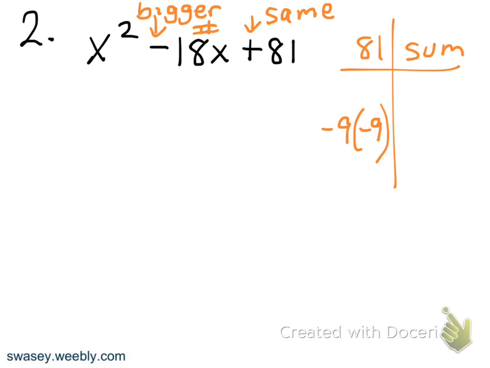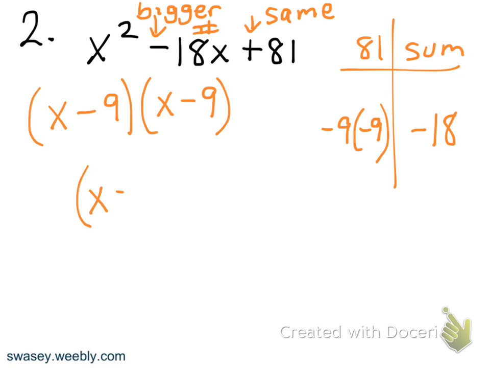Negative 9 times negative 9 is 81. Negative 9 plus negative 9 is negative 18. So it factors into x minus 9, x minus 9. If you see the same factor twice, you're going to write it as that factor squared.